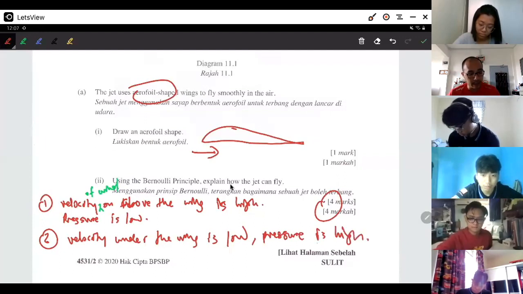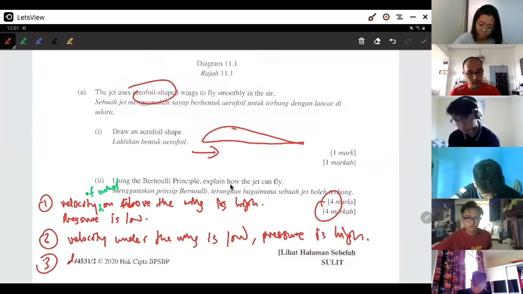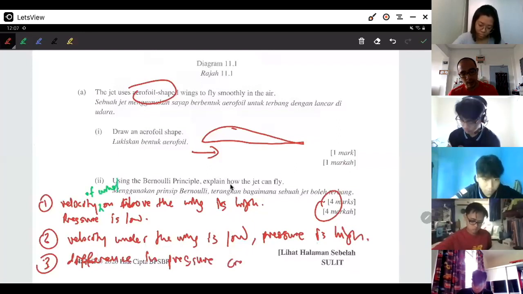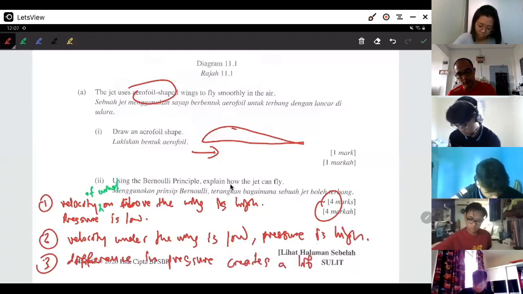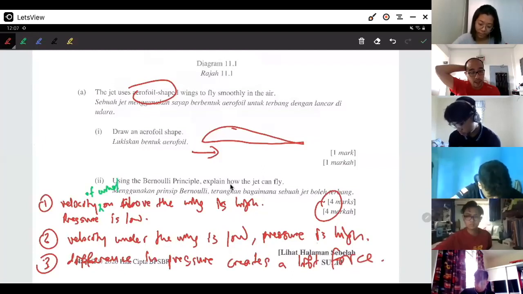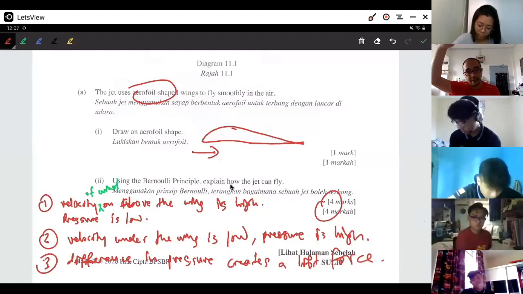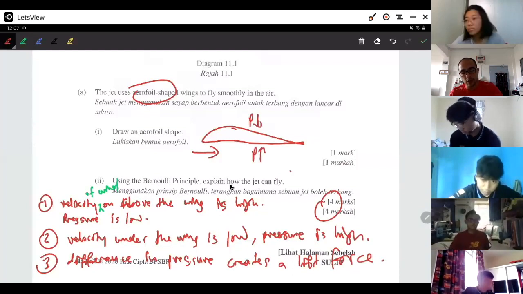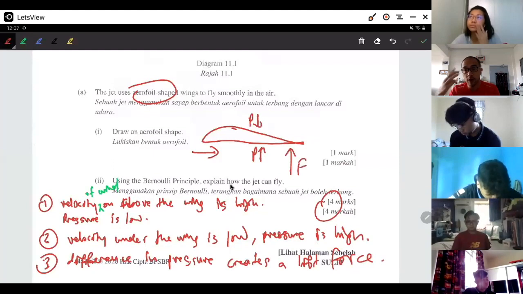And then the very standard answer is the difference in pressure creates a lift force. Okay, standard Bernoulli's principle answer. Atas tinggi, bawah rendah, so pressure above is low, pressure down is high. So low pressure, high pressure, so you cause a lift force. Okay, force will always go from high pressure to low pressure region.